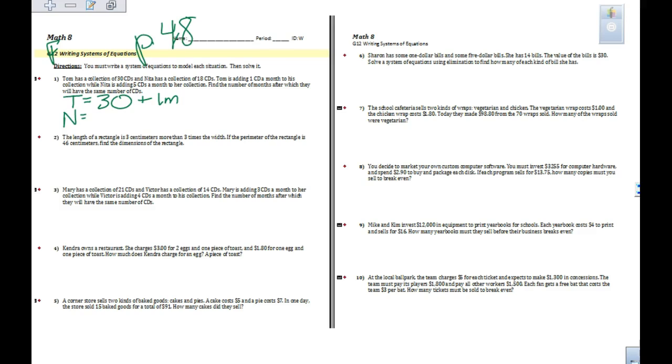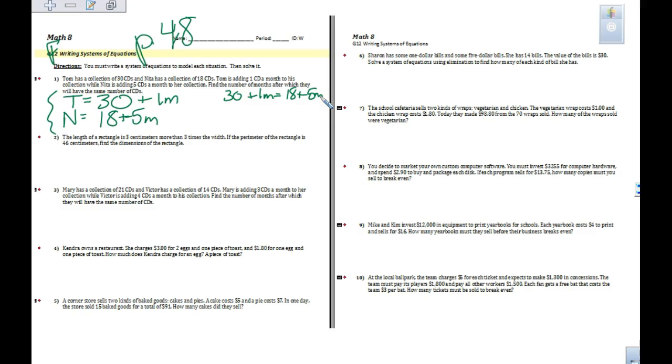Julianne? N equals 18 plus 5. Yes. At this point, I do not need you to solve it. Could you solve it? You're going to put these two things equal to each other, right? So if you were going to solve this one, you'd put 30 plus 1m equal to 18 plus 5m, and you solve for m.